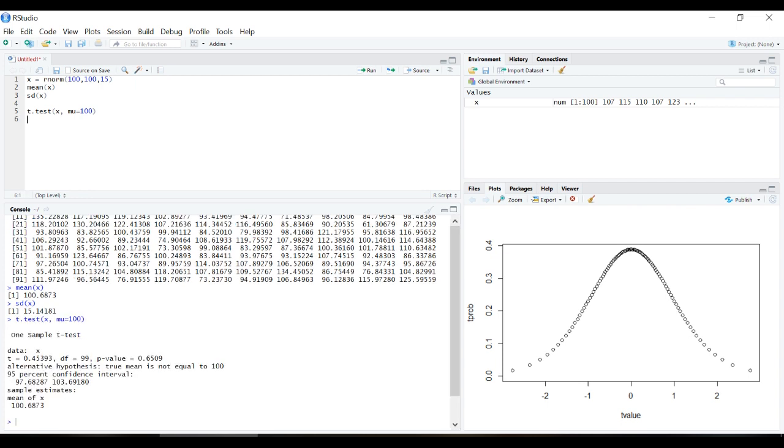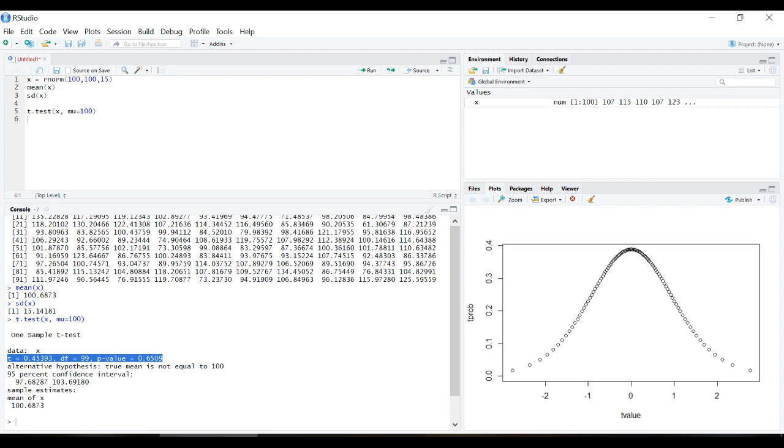So we can run that code, and R will spit out a result for us. So it lets us know we've run our one sample t-test on data x. It gives us the t-value, the degrees of freedom, and the p-value. So in this case, our t-value is less than 1, our degrees of freedom are 99, and our p-value is 0.6509.